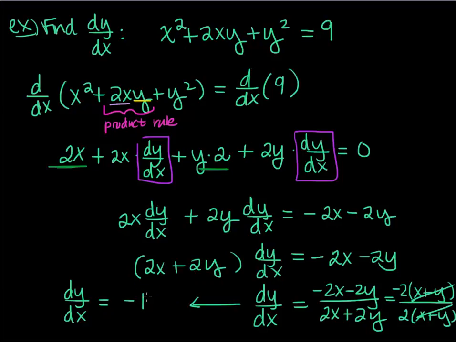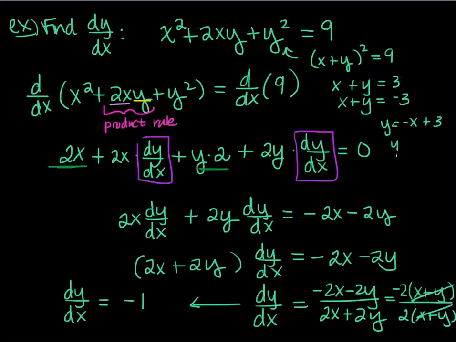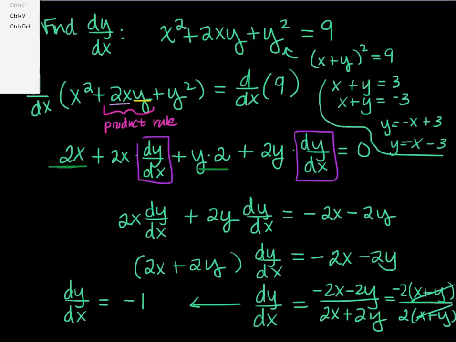And if you look at the graph of this, why this works is this guy right here actually factors into x plus y, quantity squared equals 9. So if you square root that, we actually get two functions. We get x plus y equals 3, and we get x plus y equals negative 3. Well, if you solve both of these for y, you get y equals negative x plus 3 as one of your lines, and y equals negative x minus 3. So what are the slopes of both of those lines? They're negative 1. And that's why we get the negative 1. But that process, that's what you're going to want to use for how to actually use implicit differentiation.